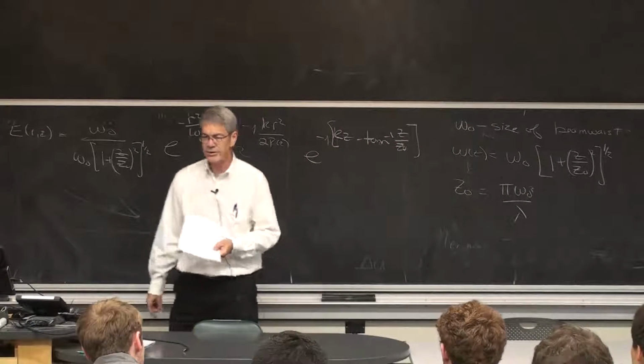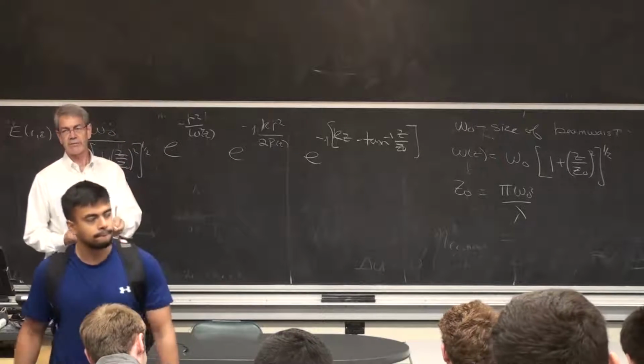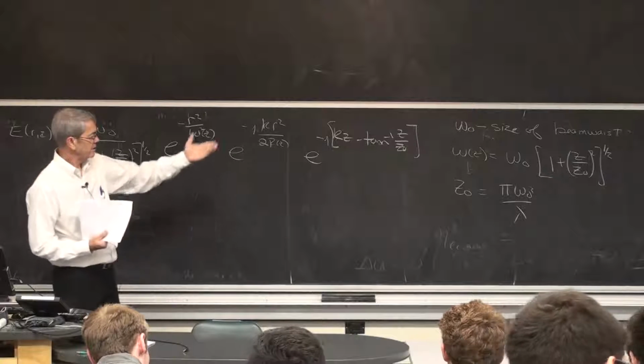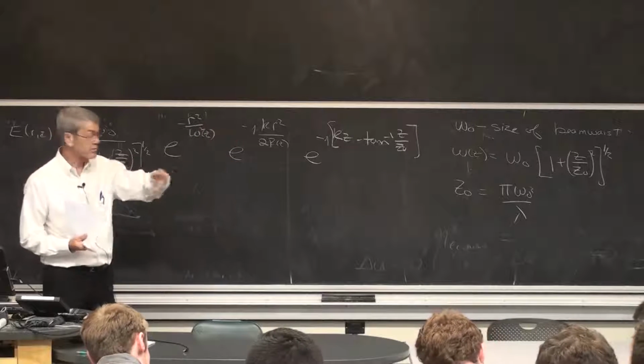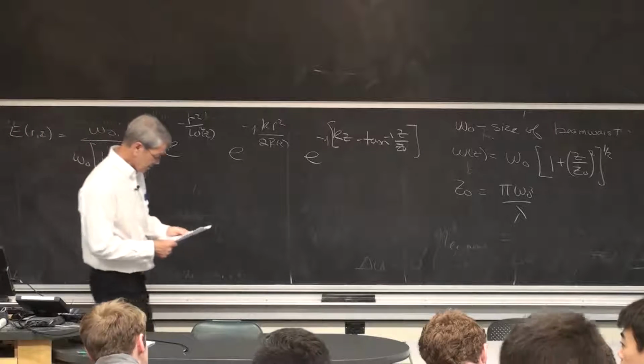I'll talk about what happens if we're in an index of refraction: you always just take lambda and divide by n. So if we have an index of refraction, it would be n pi omega naught squared over lambda. But we'll talk about that later. So index of refraction I've not discussed, but we'll include that.